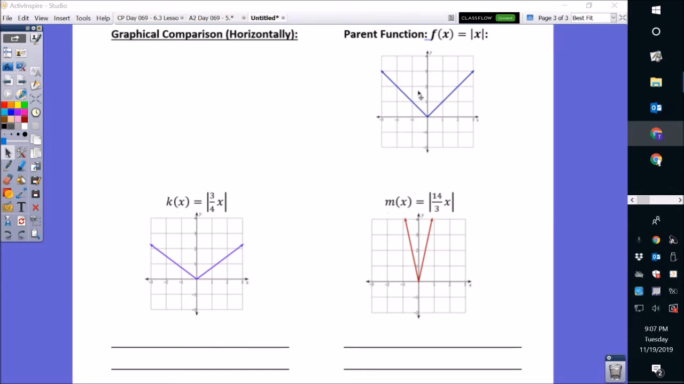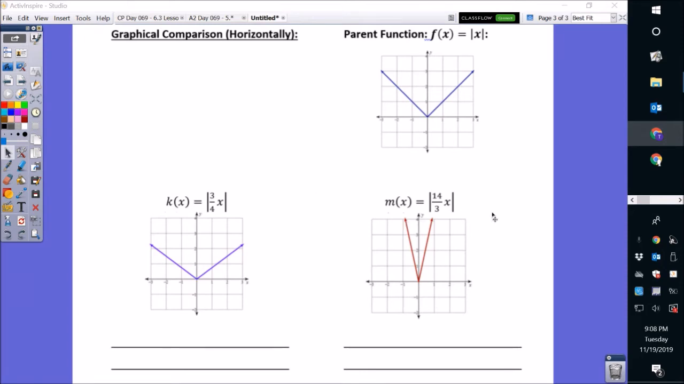So again, here's the parent function, and then here's the new function. If you look closely, you might see a little bit of difference from the parent function. Now, for horizontally stretch, you can see that it is expanding or stretching away from the y-axis. Now let's look at a second graph where you can see a big distinction.